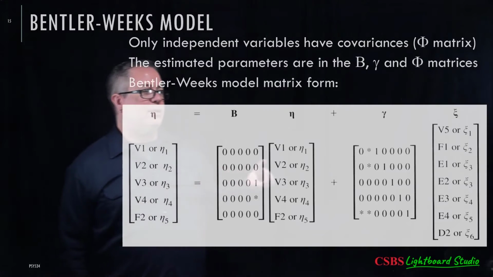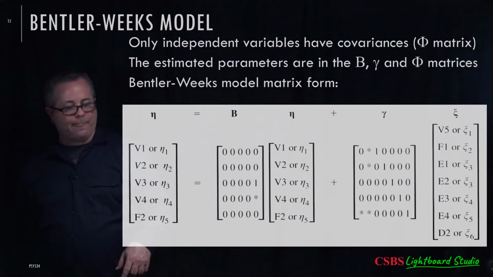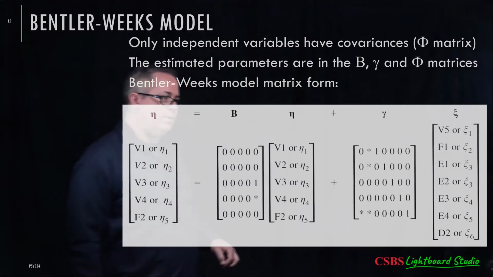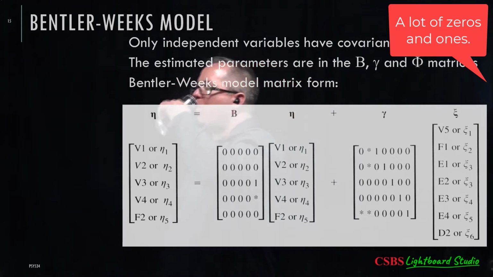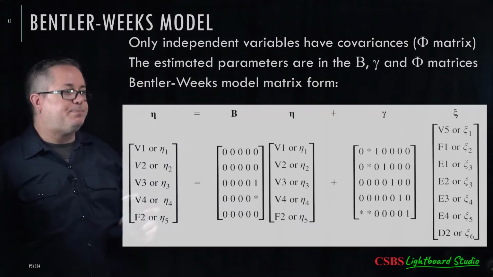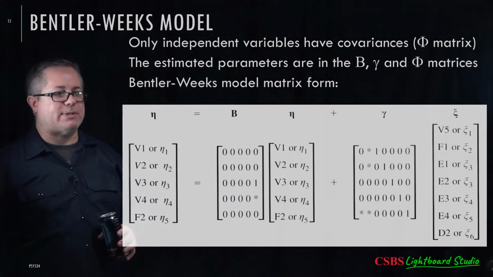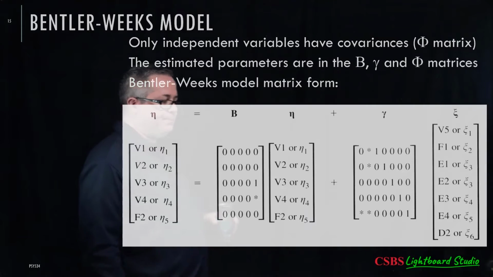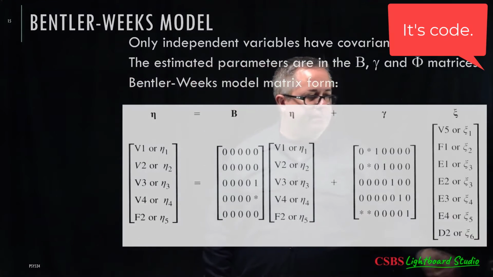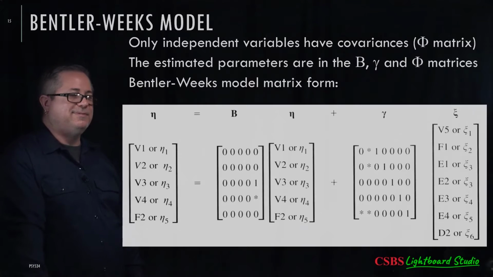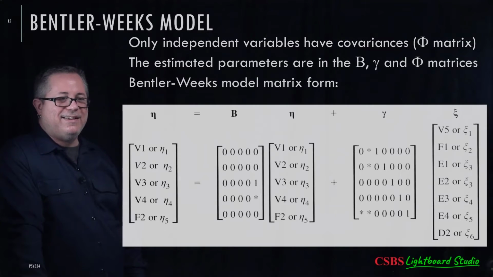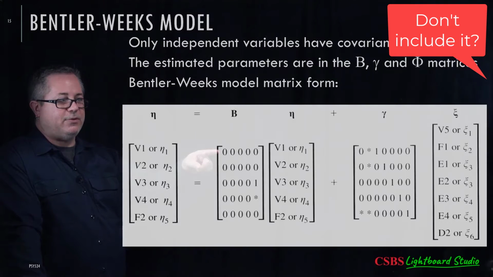So a couple things. What do you notice about the beta and the gamma matrices? What's in them? Zeros, ones, and asterisks, right? Zeros, ones, and asterisks. That's all you get in there. What do you think those mean? It's code. You say it's a riddle? So, okay, zeros are fairly obvious. What does zero mean? Yeah, it means don't do that, right?